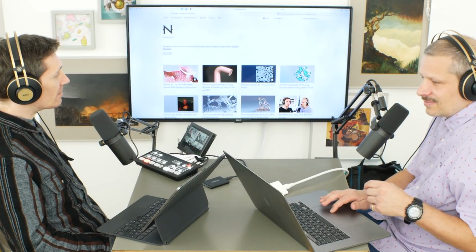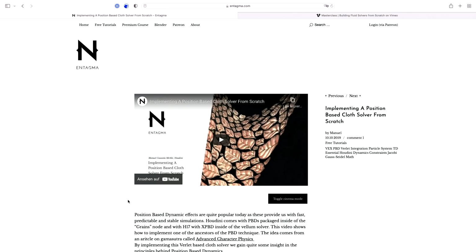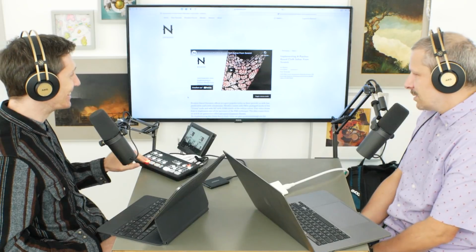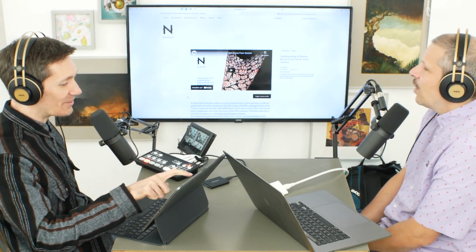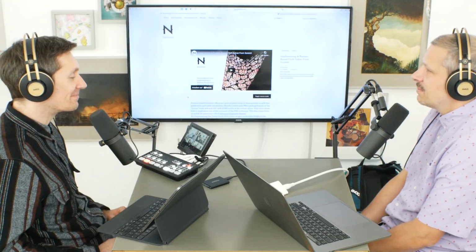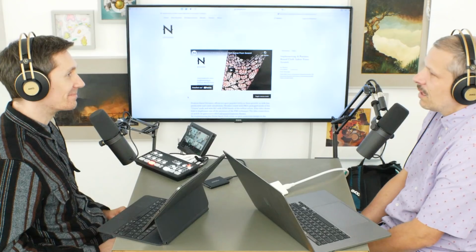Anything simulation framework-wise, simulation-ish that we need to add? I don't know. I think it is. Here it is. Implementing a position-based cloth solver from scratch. Very, very easy. So the bare minimum of a cloth solver necessary. That is basically simulation as far as we are concerned.